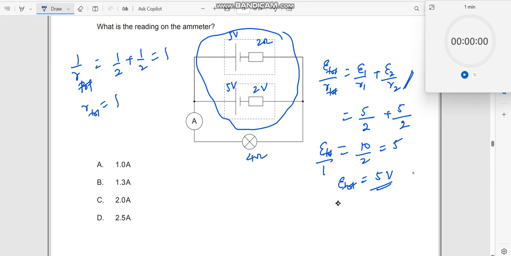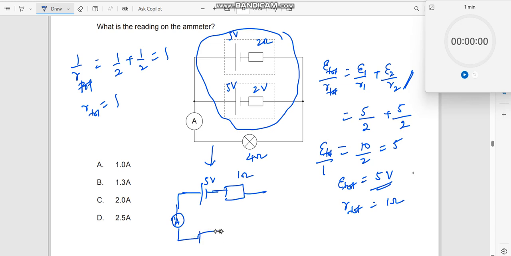Now we have got E total and we also got R total, which is 1 ohm. Now we will write the circuit here. This circuit now reduces to one battery, which is 5 volt, and one internal resistance, which is 1 ohm, and then connected to this one. From here, you have an ammeter, and after this you have a 4 ohm resistor, and then this is once again connected here. This whole thing I have replaced with this particular part.